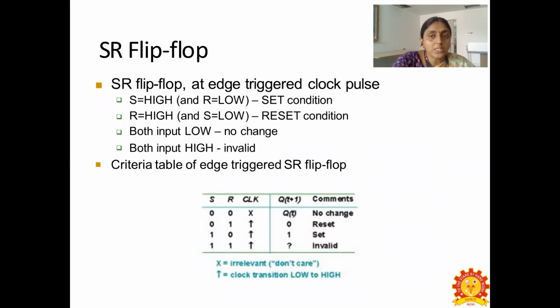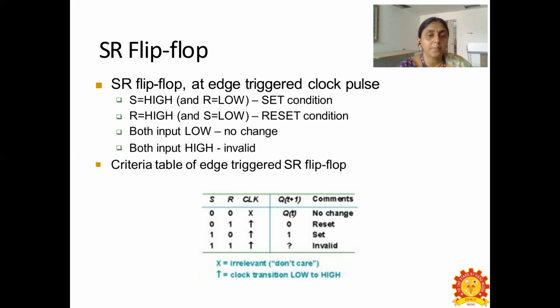And now we will see the SR flip-flop working when the clock pulse is included. So, SR flip-flop at edge triggered clock pulse. The set condition will be when S is high and R is low, and the reset condition will be when R is high and S is low. When both inputs are low, there is no change, and when both inputs are high, it is said to be an invalid condition.